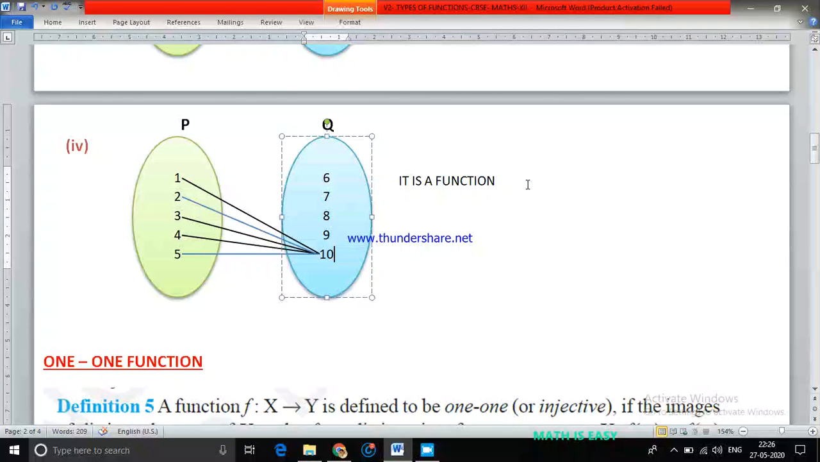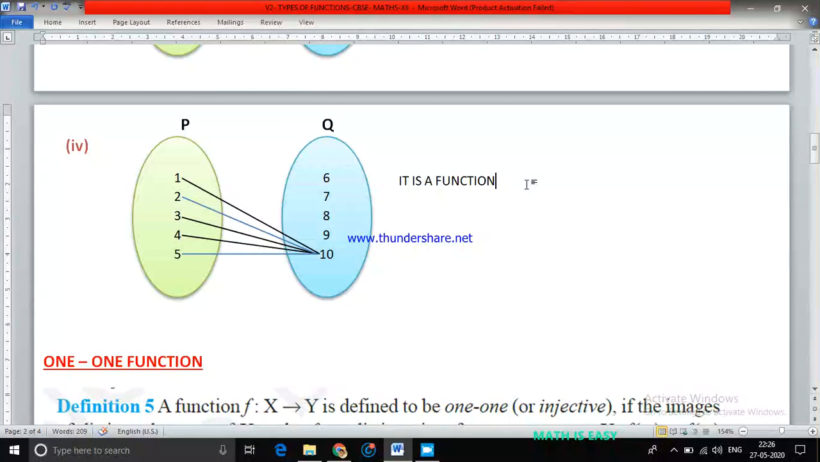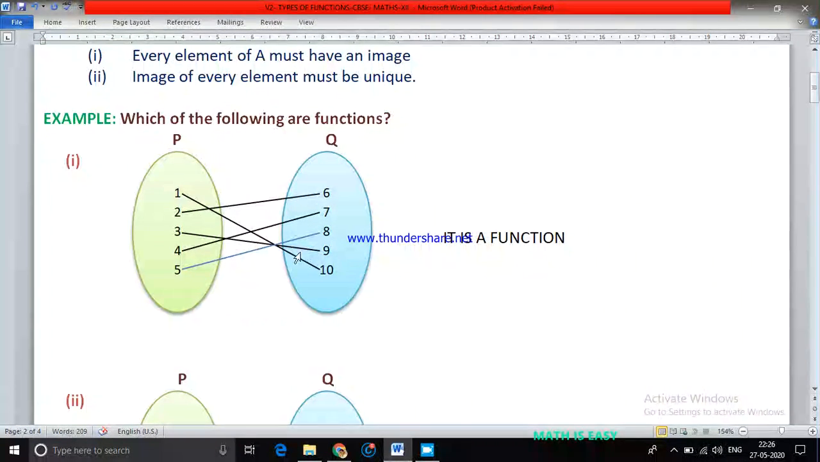So it is a function, but it is not 1-1. Is that clear? It is a function, but it is not 1-1, because distinct elements have the same image. But in question number 1, distinct elements have distinct images. Hope now the difference is clear. What do you mean by distinct elements must have distinct images?